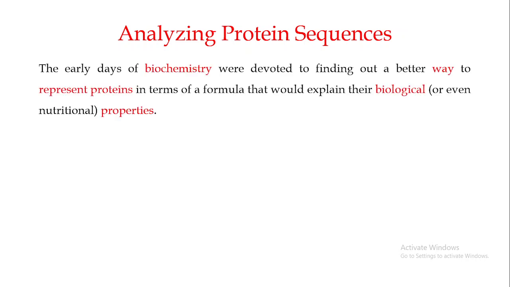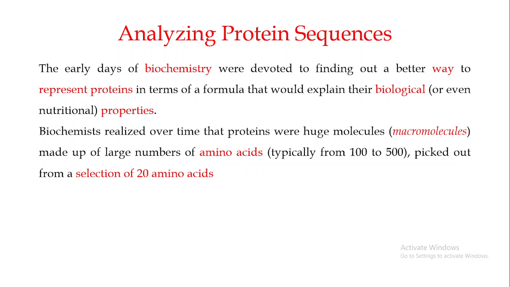I told you that in the early days of biochemistry, the biochemists were mainly focusing on finding a better way to represent proteins in terms of a formula that would explain their biological or even nutritional properties. Then they found that proteins are very huge molecules. They are made up of amino acids, and these amino acids are picked from a selection of the 20 amino acids.